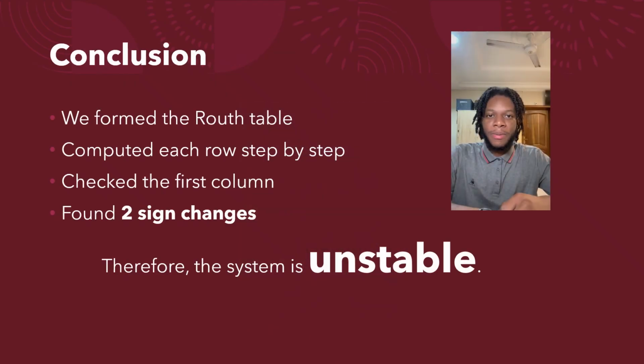To conclude, we formed the Routh table, computed each row step by step, checked the first column, and found 2 sign changes. Therefore, the system is unstable. Thank you for watching.